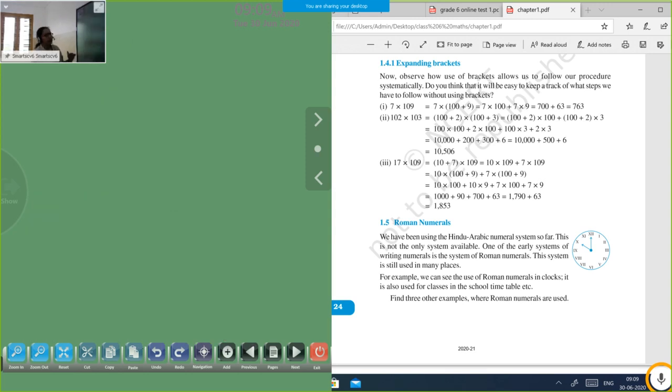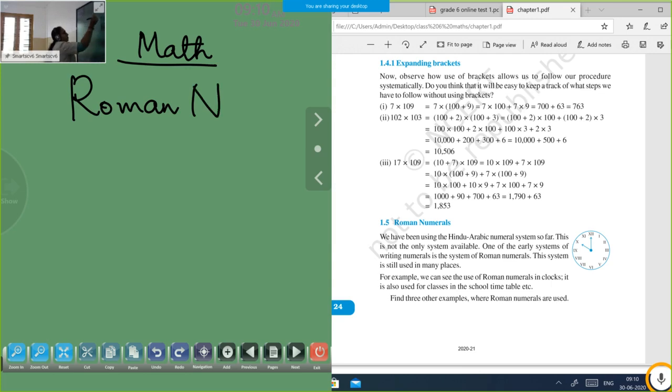Today we are going to start a new topic that is very interesting. That is the topic Roman numerals. All of you studied Roman numerals from grade 2 onwards, isn't it? So today we are starting the topic Roman numerals. Roman numeral means simple number, okay? What is this Roman numeral, children?